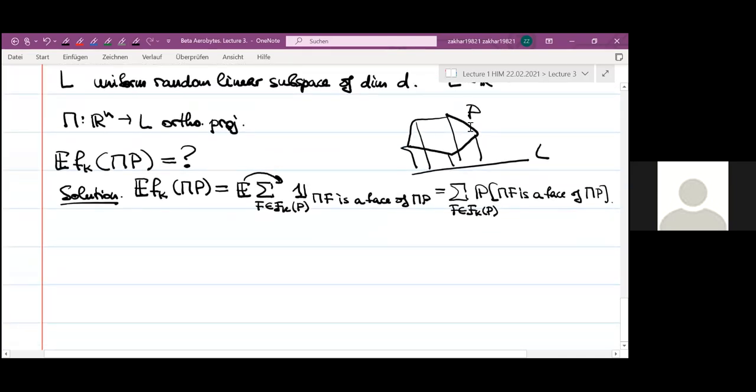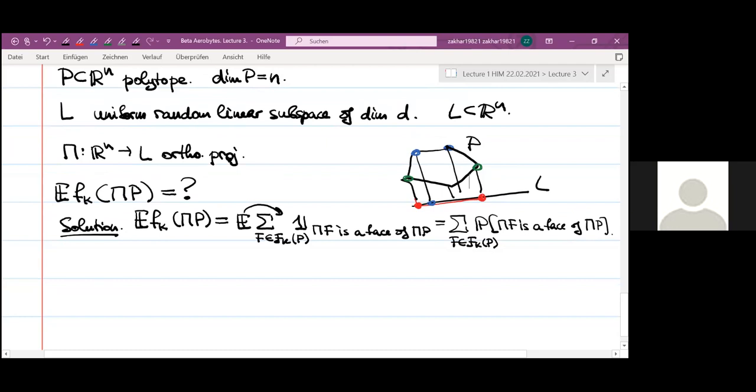For example, on this picture, we have this face, which is not preserved under projection. It is an inner point of the projection. So these two faces, this one and this one, are not preserved, whereas these faces are preserved. And now, what is the condition that a face is preserved?